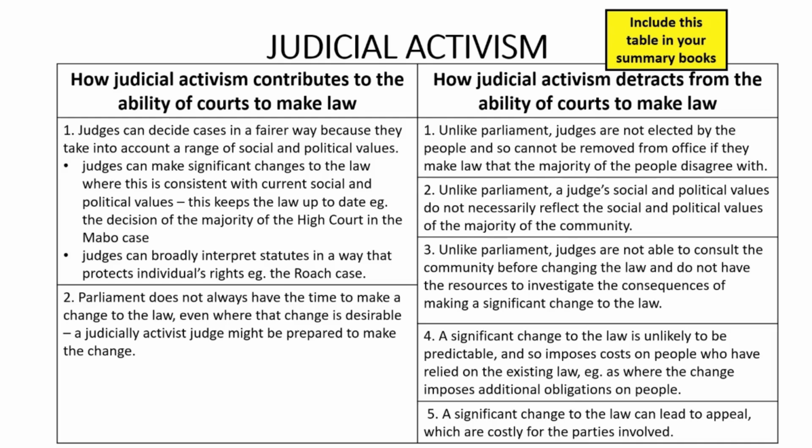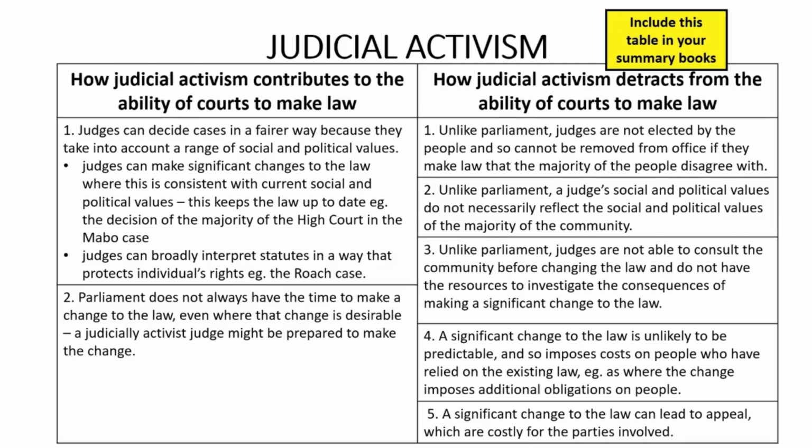Finally, Parliament does not have the time to keep all of our laws up to date to deal with new situations or to deal with changes in society's values. Indeed, Parliament is unlikely even to be aware of all the changes that need to be made to the law for these reasons. However, a judicially activist judge might be prepared to change the law. In these circumstances, an advantage of judicial activism is that judicially activist judges can keep the law up to date where the primary lawmaker, that is Parliament, does not have the time to.